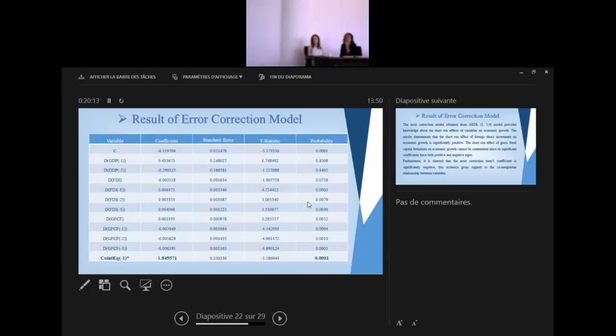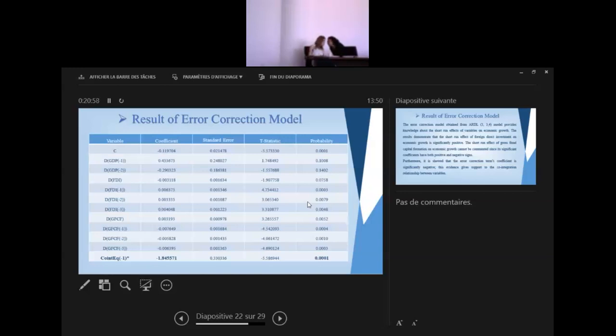Okay, the result of the error correction model. The error correction model shows the short-run impact of the independent variable on the dependent one. Here, the important thing is what? How the error correction model can support the relationship. It is if the last coefficient down is negative and the probability significant. And this is the case. It is significant and negative. So this supports the cointegration between the variables.